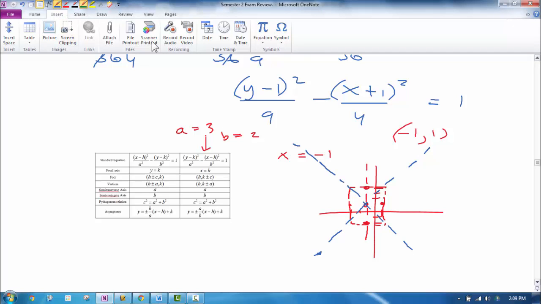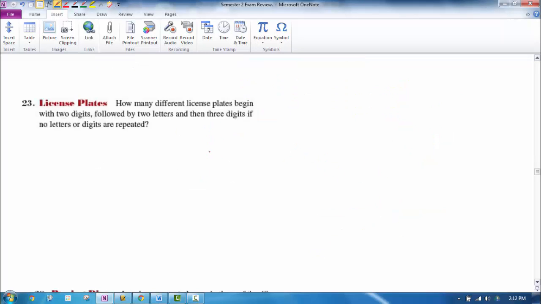And you get this hyperbola right here. Okay, next question says how many different license plates begin with 2 digits followed by 2 letters and then 3 digits. We have 2, then we have 2, and then we have 3.